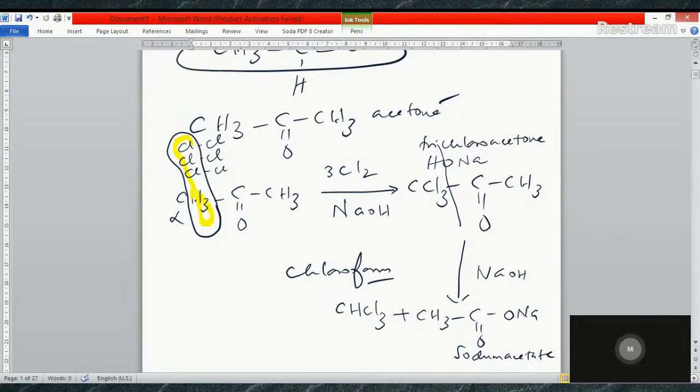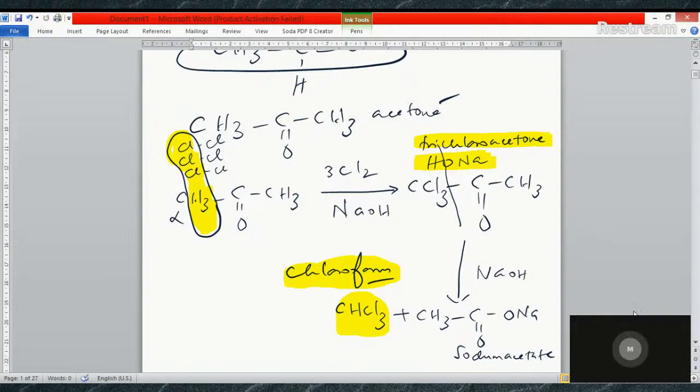So in the first step, all these three hydrogen atoms are combined with chlorine to form HCl. In the subsequent stage, trichloroacetone is treated with sodium hydroxide. While treating it with sodium hydroxide, one of the compounds is chloroform. The other will be the sodium salt, called sodium acetate. And this reaction is commonly called haloform reaction.